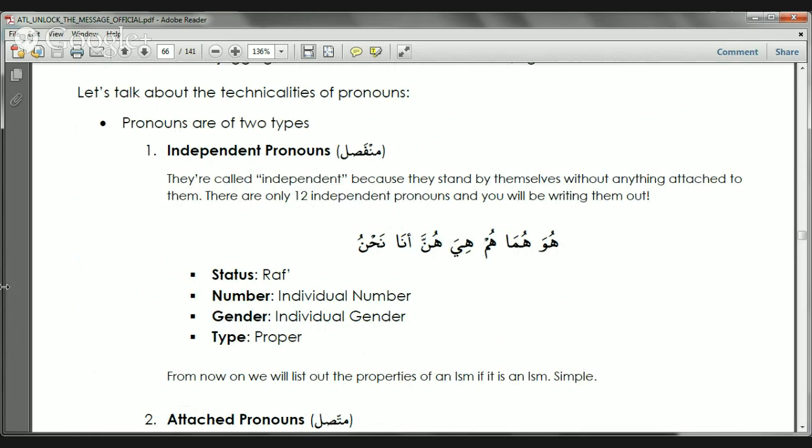Meaning when you see an independent pronoun, it is independent. It doesn't need to be attached to someone else. It's not a symbiote like the attached pronoun is. An independent pronoun is an independent pronoun. There are how many?